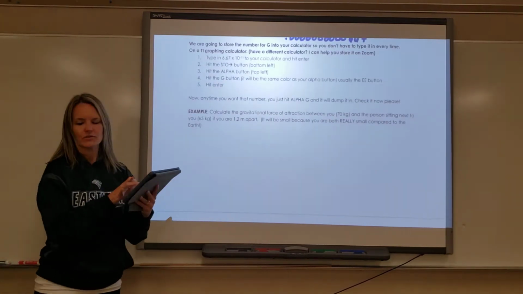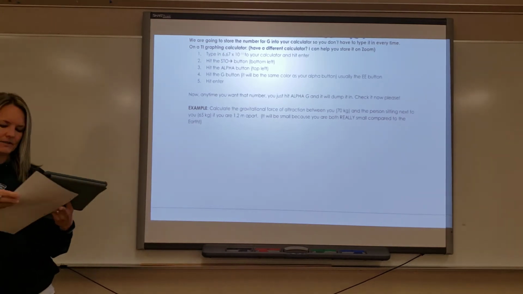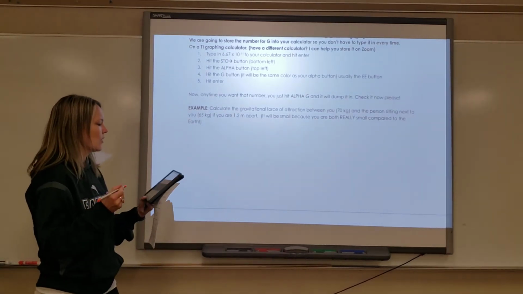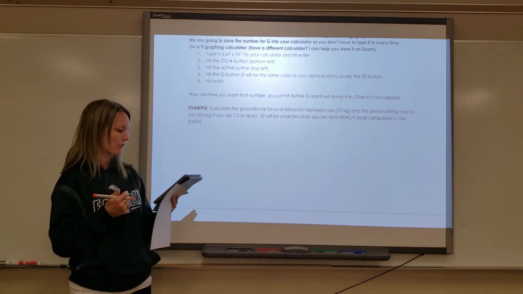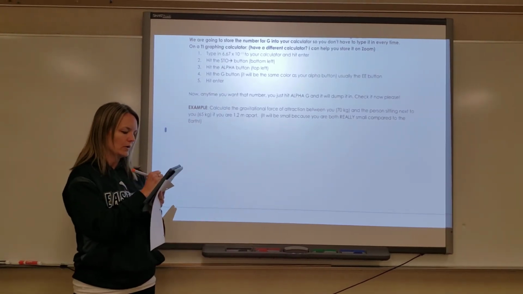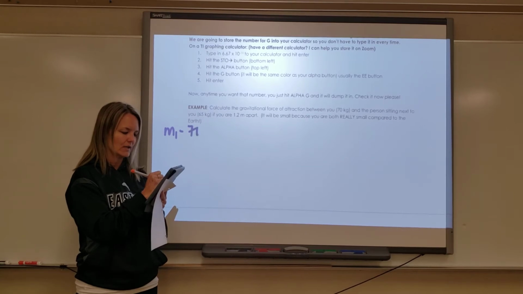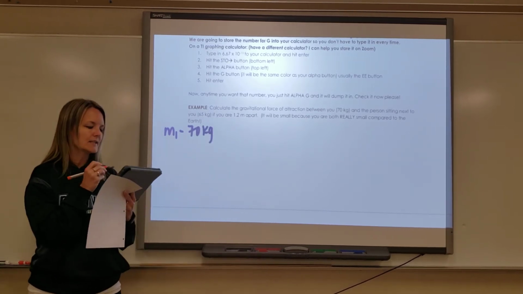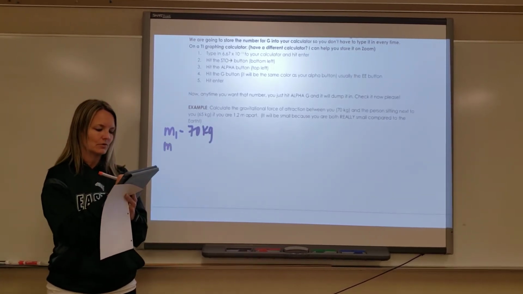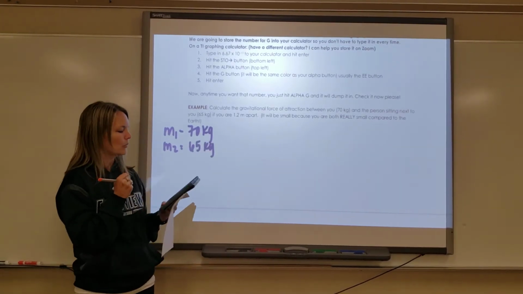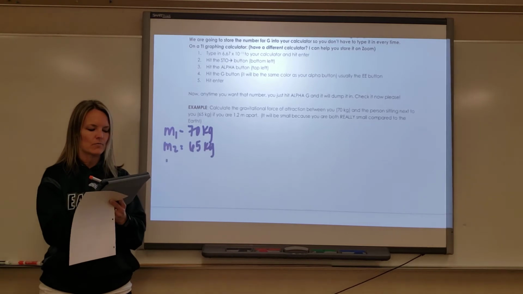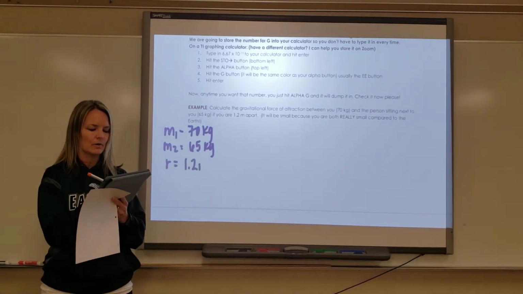Okay, we are going to try an example together. All right, so calculate the gravitational force, that's F of G, that's what we're looking for, between you, M1, is 70 kilograms, and the person sitting next to you, M2, is 65 kilograms. If you are 1.2 meters apart, that would be my radius, 1.2 meters.